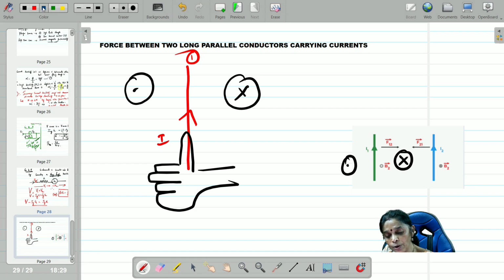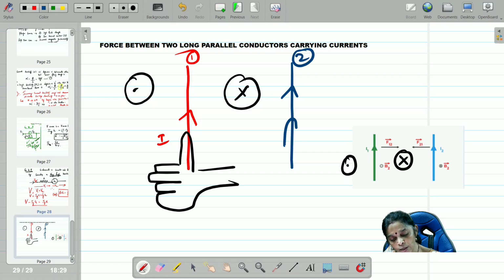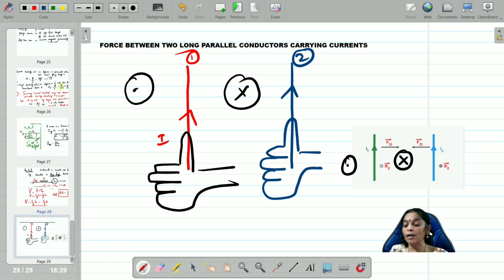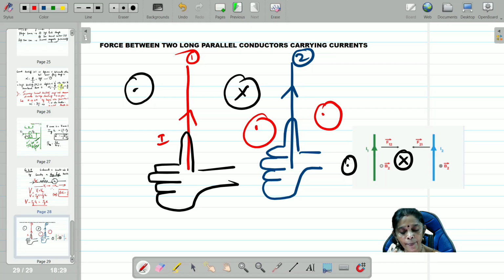Same way, another wire you take. Another wire I am taking, the second wire. Again use the right hand thumb rule. When you use the right hand thumb rule, you tell me here right hand side and left hand side, how is that magnetic field? Here it is outwards, here it is inwards. But then apparently here current is I1, here current is I2. Different current I am using.